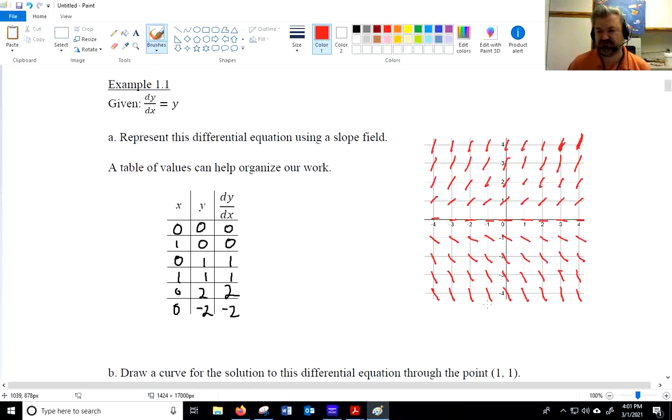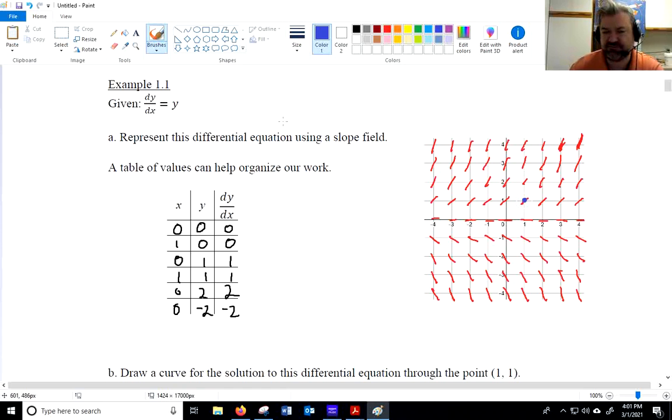All right, so we've generated a slope field. So what does this tell us? Well, let's take a look at a couple of questions that we can answer. Let's draw the curve for the solution to this differential equation through the point (1, 1). So what I'm going to do is try and estimate the graph of the solution to this equation that goes through the point (1, 1).